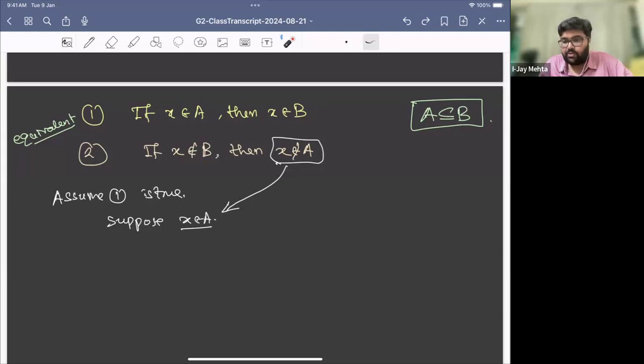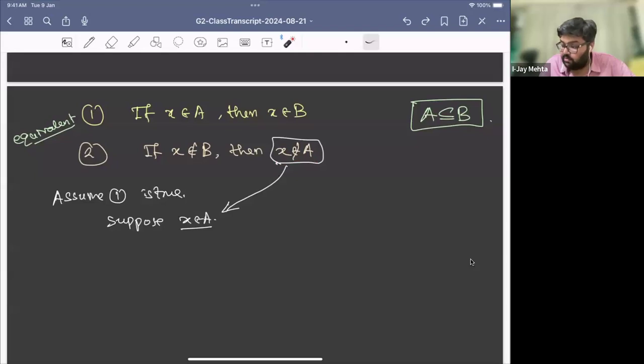Okay, very good. So I'm repeating once again, all of you pay attention. I'm saying that statement 1 and statement 2 are equivalent. So if 1 is true, then 2 is also true. So I assume that statement number 1 is true. That means whenever I have X is in A, I can conclude that X is in B. But what do I have to prove? I have to prove statement number 2. What is given to me? X is not in B. What I have to show? X is not in A.